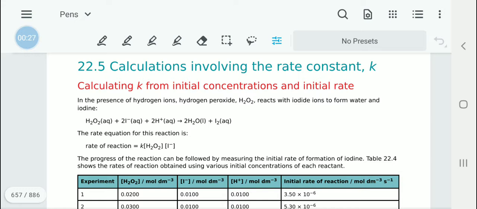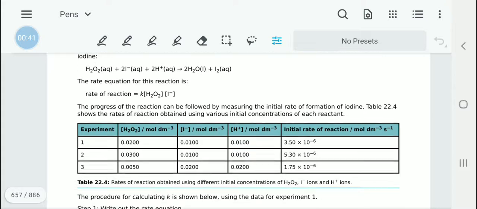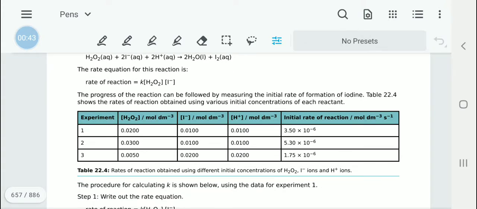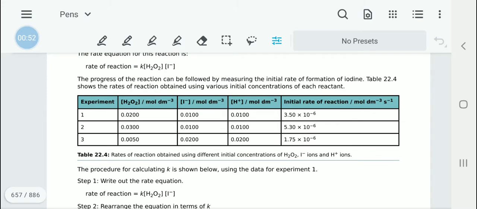So here they have given that in the presence of hydrogen ions, hydrogen peroxide reacts with iodide ions to form water and iodine. H2O2 plus 2I minus plus 2H plus gives you 2H2O plus I2 aqueous. The rate equation has been given as rate = k [H2O2][I minus]. They have given the progress of the reaction followed by measuring the initial rate of formation of iodine. The table gives the rates of reaction obtained using various initial concentrations of each reactant.